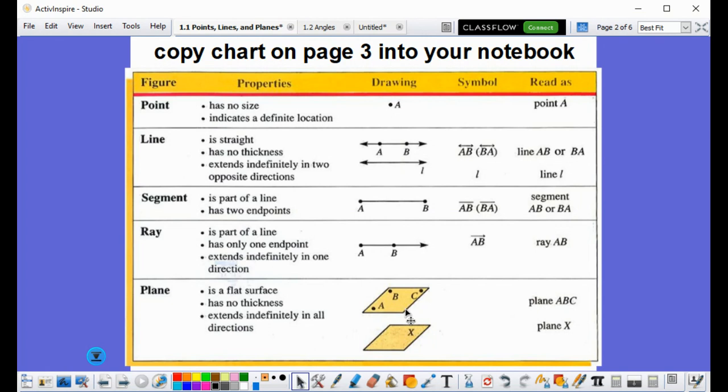A segment stops in both directions. A ray only stops in one. So I'd like for you to take here some time and get through these properties and these drawings. The symbols are very important this year too, and how you read them. So we'll be using these quite a bit this year.